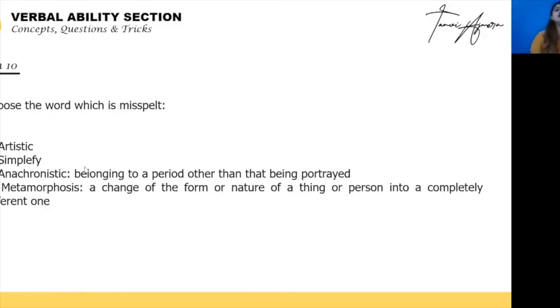Anachronistic basically belongs to a period other than that is being portrayed, right? And metamorphosis is a change of the form or nature of a thing or person into completely something else. So for example, when we say the metamorphosis of a caterpillar into a butterfly, it's that change from one form to another, right? But the misspelled word out here definitely is simplify, right?